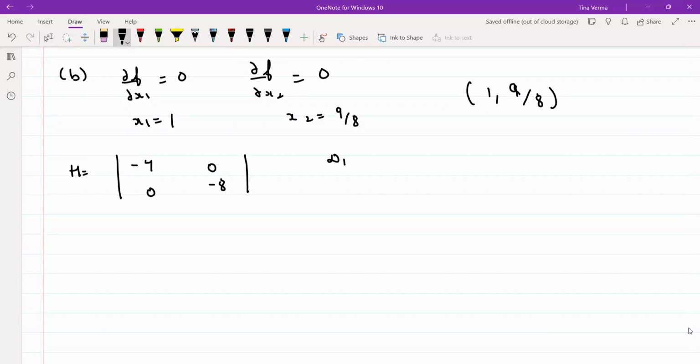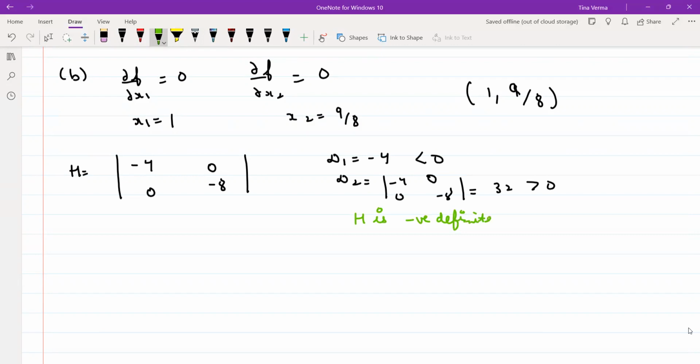So your D1, the determinant, is minus 4, which is less than 0. D2, the determinant of this, is coming out to be 32, which is greater than 0. That means H is negative definite. If my matrix is negative definite, that means the point I got, (1, 9/8), is the point of maxima.